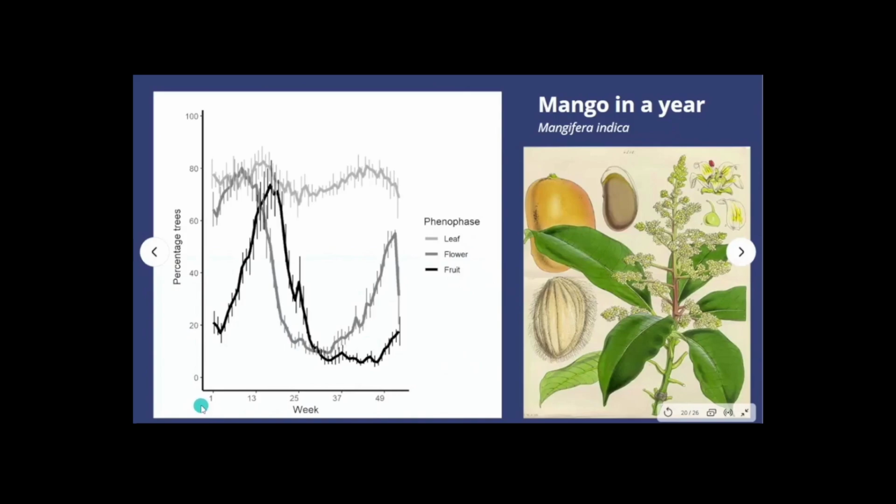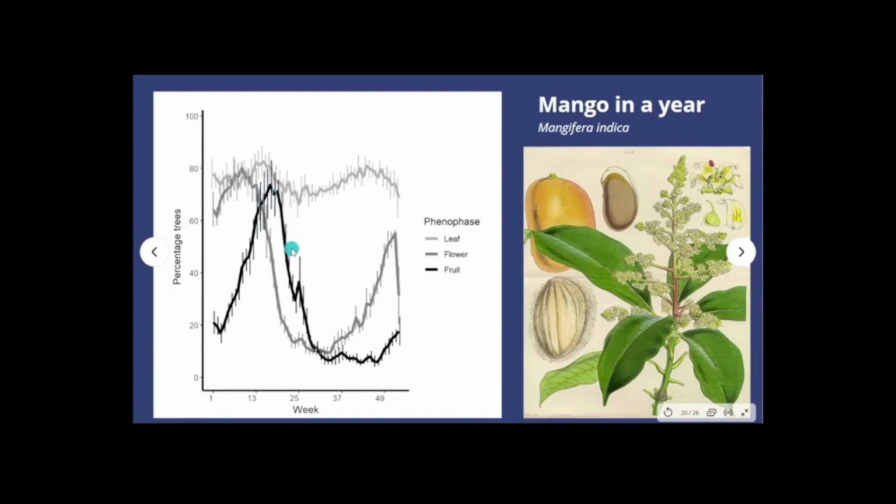Since the data is collected weekly, x-axis shows time in weeks, and y-axis shows percentage of trees having all these phenophases. So you can see that the flowering reaches its peak, which is shown by this hump in the 13th week of the year, which is in March. The flowering is quickly followed by fruiting, which is happening a little later, and this peak happens to be falling in April-May time. Now, why is the fruiting happening in April-May?